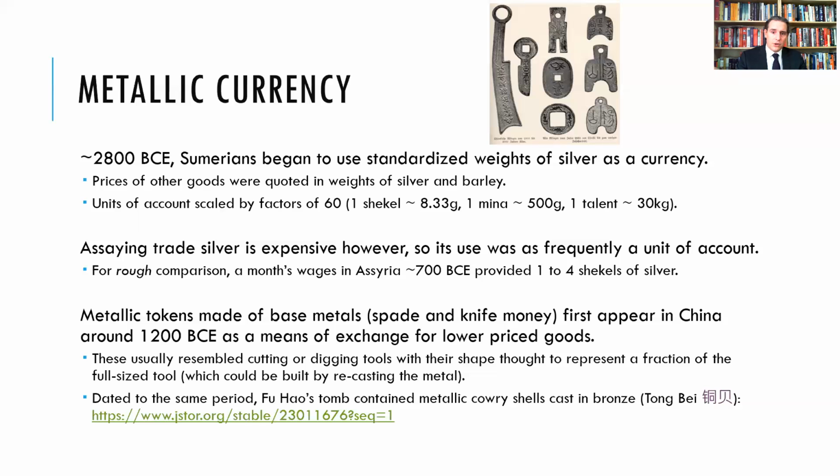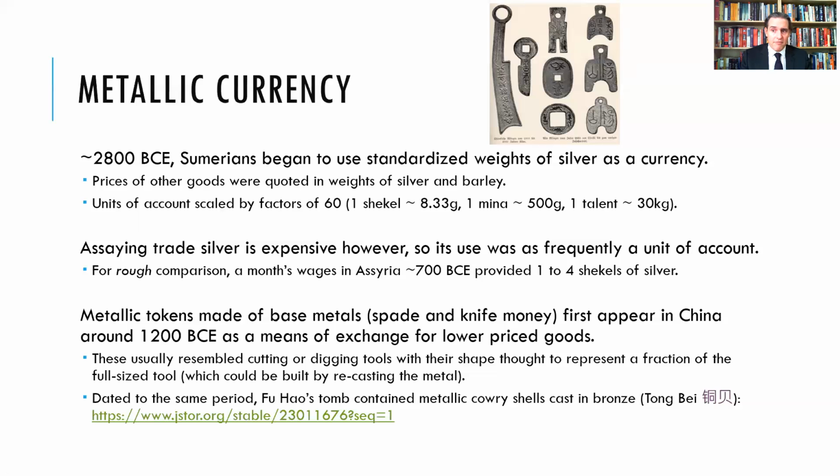Now, metallic tokens begin to appear at the far eastern end of Eurasia around 1200 BCE with the advent of what we call spade and knife money that you can see up here at the top of the screen. Spade and knife money was named such because these base metal tokens were actually shaped like shovels or spades or knives. And the notion was that the metal in them could be melted down to recreate these tools. So this was not any kind of fiat currency that had value because people said it had value.